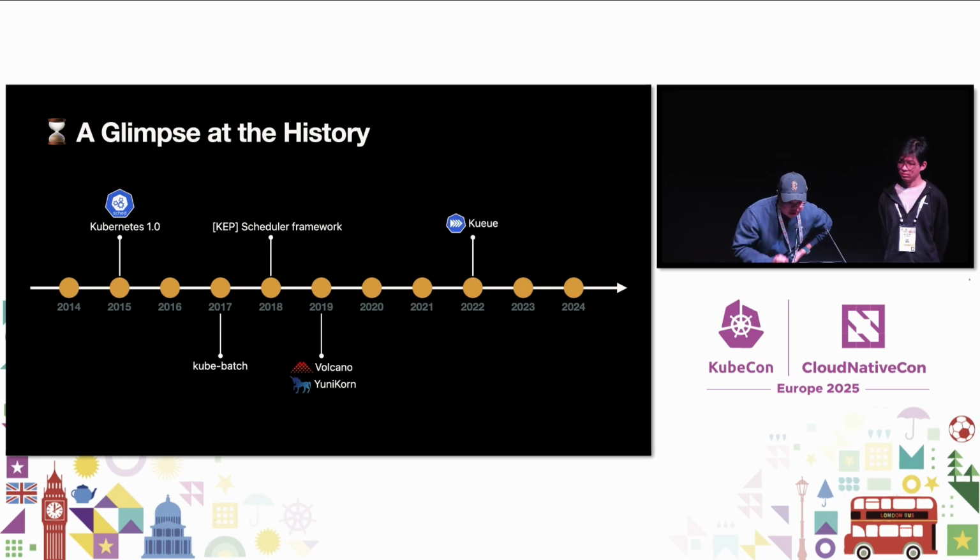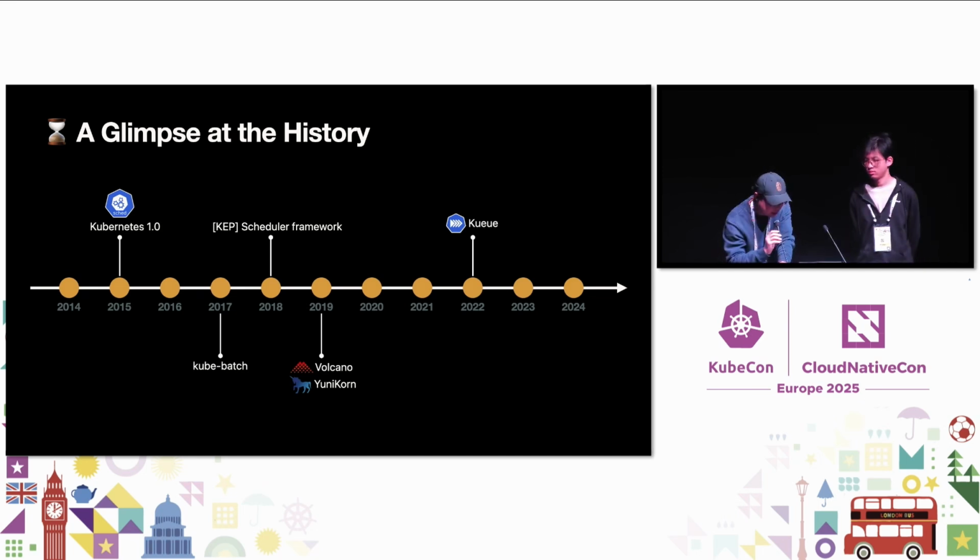In 2022, Kueue was raised to resolve the missing piece in terms of job scheduling in the whole native Kubernetes ecosystem. And it's a sub-project of SIG scheduling.